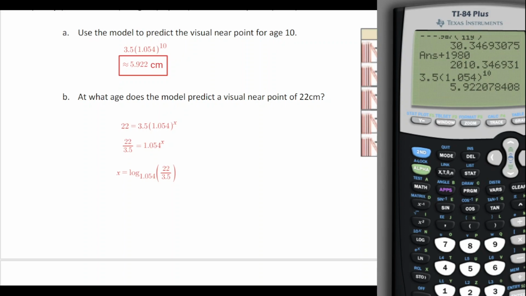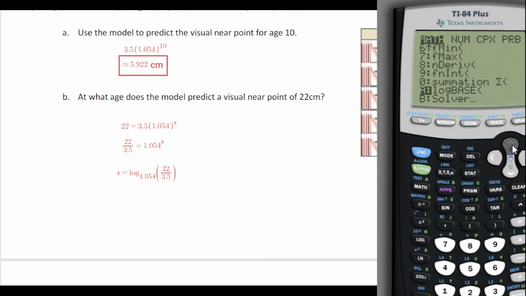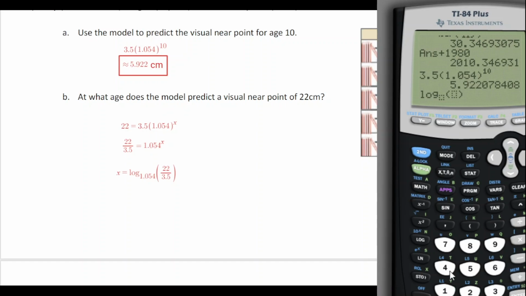Okay. So I'm going to hit math, up arrow twice to the log base, and I get 1.054 for the base, and for my argument, 22 over 3.5, that'd be like 44 divided by 7, whatever that is. But I'm just going to leave it like this and press enter. Okay. There we go. All right, there you go. Okay, so about 34. That's a little bit less than I was expecting, but it is what it is.